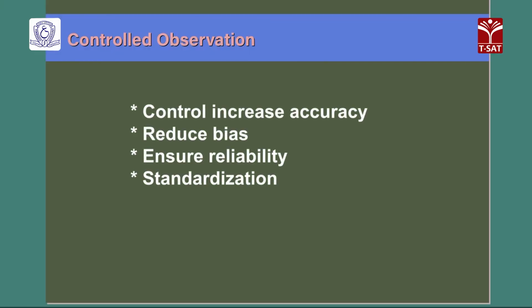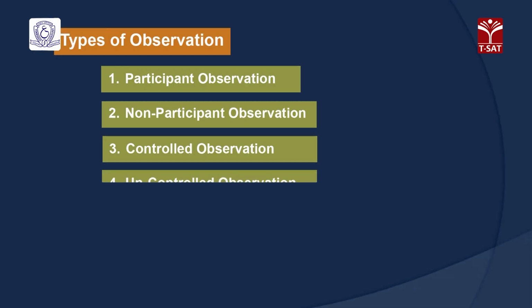So, control increases accuracy, reduces bias, and ensures reliability and standardization. Another method is the uncontrolled observation. Uncontrolled observation takes place in a natural setting without the influence of external or outside control. The observer does not plan in advance, but this is related to day-to-day happenings and socio-cultural problems.